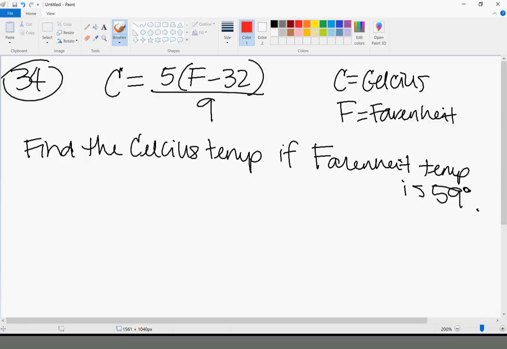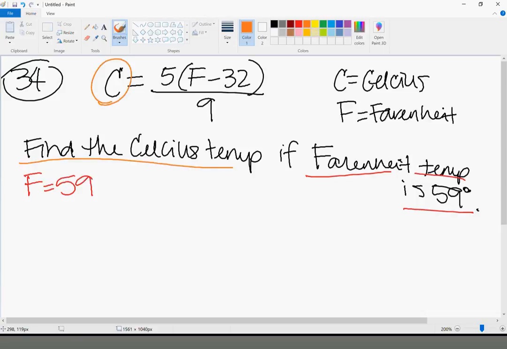So this information tells us something important. If the Fahrenheit temperature is 59 degrees, that means that F equals 59. And we want to find the Celsius temp, so we want to solve for C. And it's already set equal to C. So all we want to do is take our formula and plug in 59 in for F.